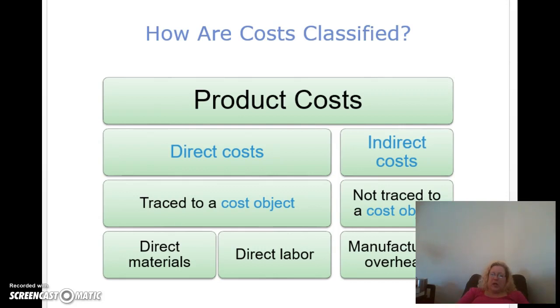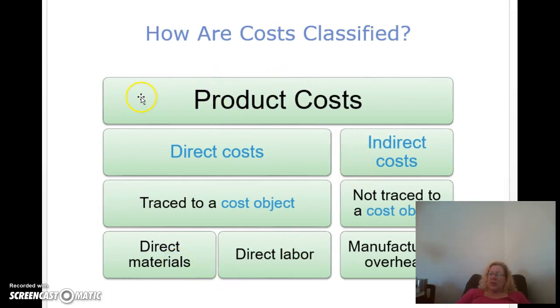In manufacturing, cost objects are usually units of product. Indirect cost, on the other hand, cannot be easily or cost-effectively traced to a cost object. The salary of the production supervisor is an example of an indirect cost. The production supervisor manages the factory operations for all of the products that the company manufactures. Therefore, it's difficult to trace the cost of the supervisor to a specific product. A manufacturer's product costs will include both direct and indirect cost.